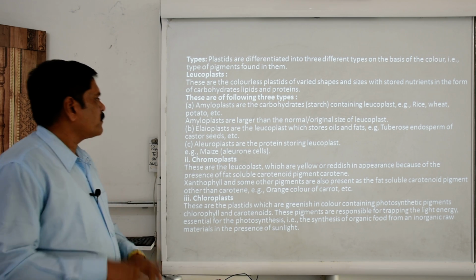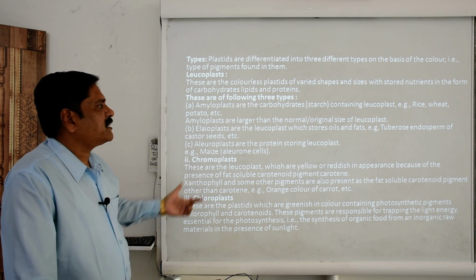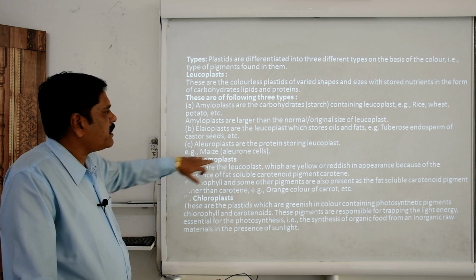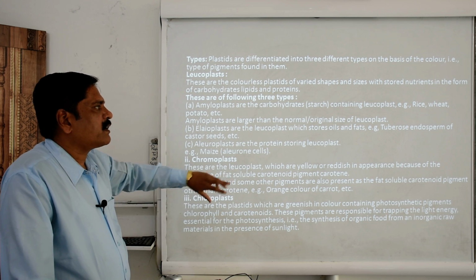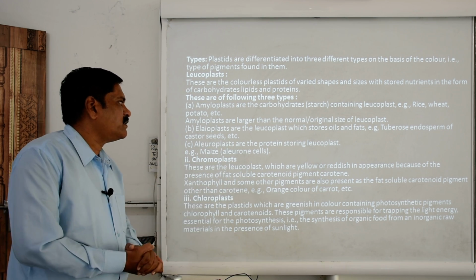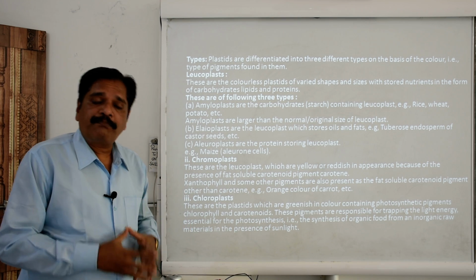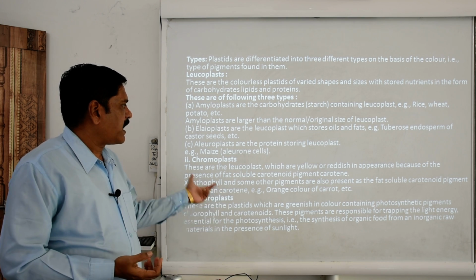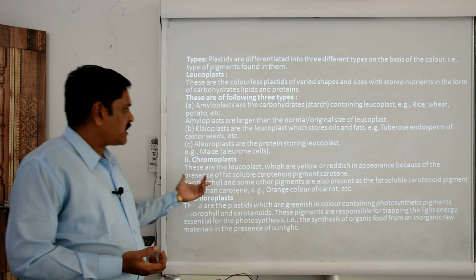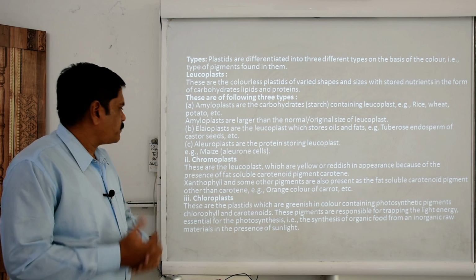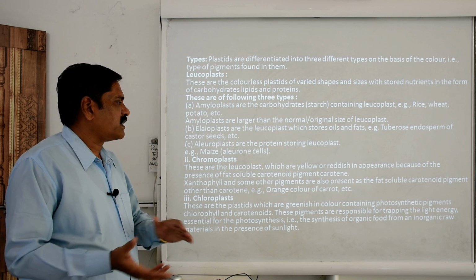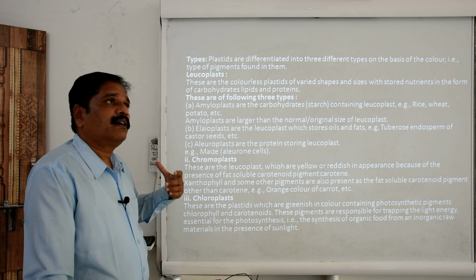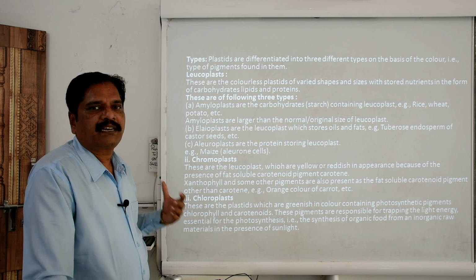Chroma means color. Such plastids having colorful pigments are called chromoplasts. Simply, you can see that the yellow color and reddish color are because of the presence of colorful pigments in these plastids. Carotenoids are also there. Xanthophyll is also there, which gives a specific pigment to orange and this kind of thing. Clear?